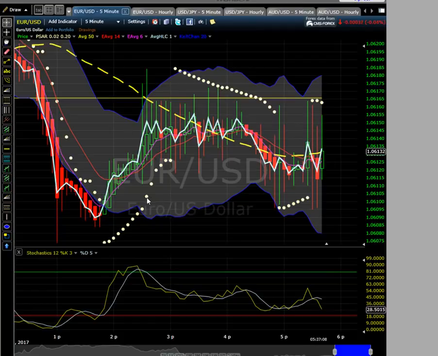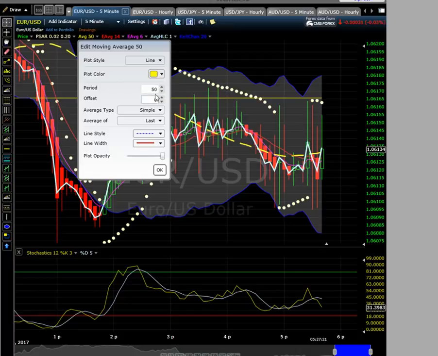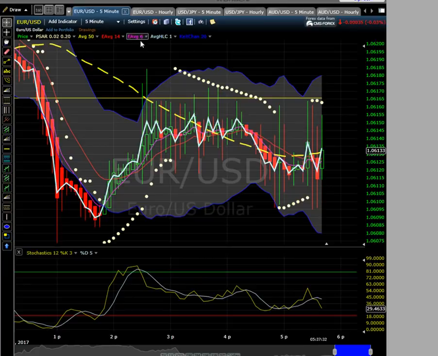The first thing I added in was this line that you see going across, which is a 50 simple moving average. I'm going to let you guys see the settings for it. That's how I have it, 50 simple moving average. I have the line style dotted so it stands out for me, and I made the line pretty thick so that I can see it clearly, because as you can see, I have other moving averages up here as well. I also have a 14 moving average.